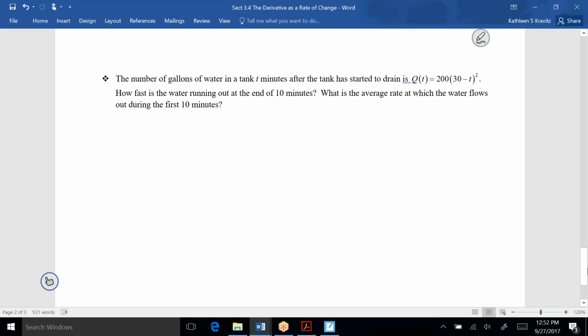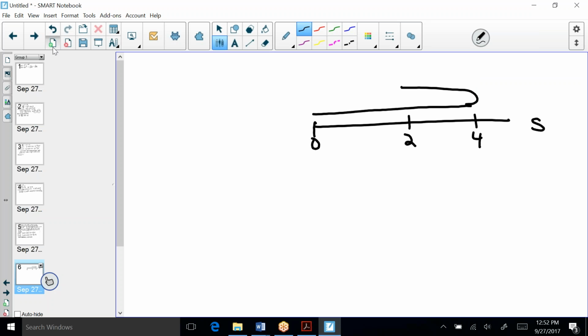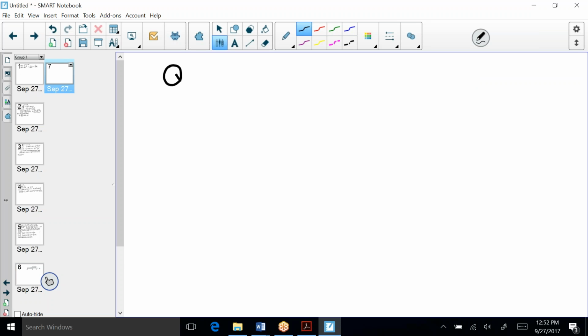So Q is going to be the number of gallons of water in a tank after the tank has started to drain. So Q is going to be the number of gallons of water in the tank, and then t is going to be our time. So I'm going to open up this page and write this function here. So what we know is that Q of t is 200 times 30 minus t squared. So if we're finding out how fast the water is running out, we're finding a rate of change of the water with respect to the time. So what are we going to find? What do we have to find? What do we have to do? What are we going to do with this function?